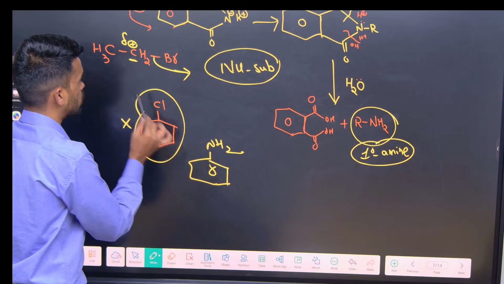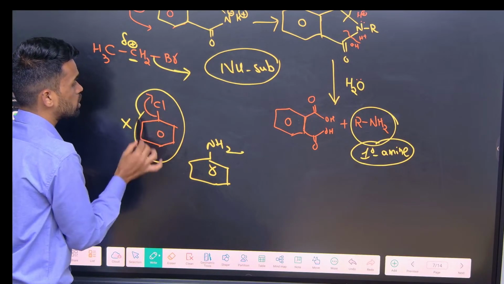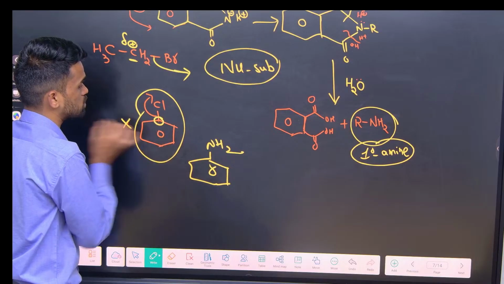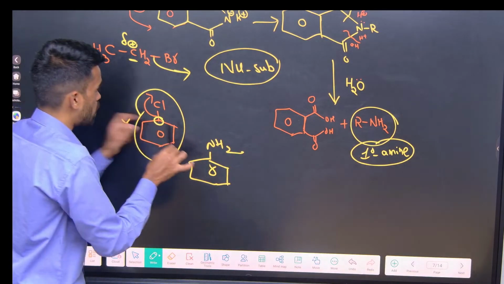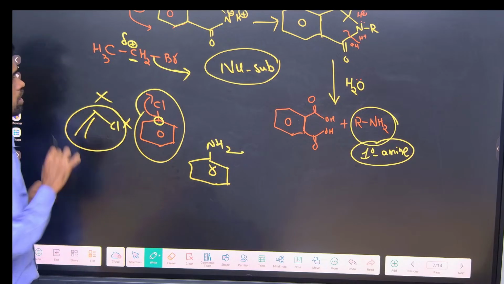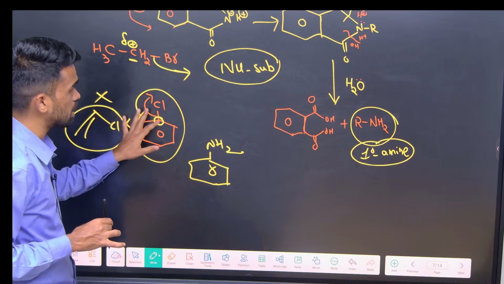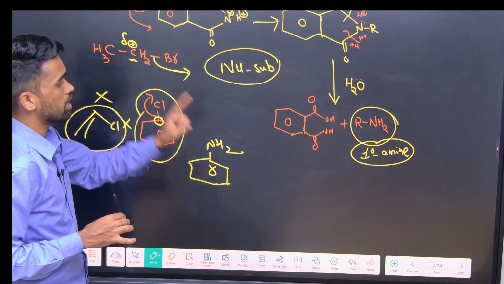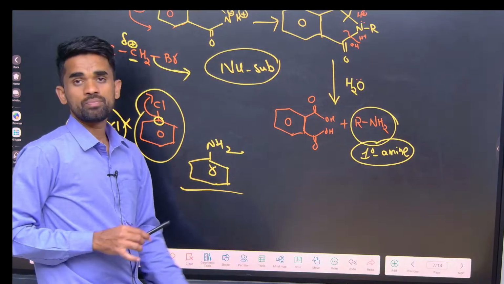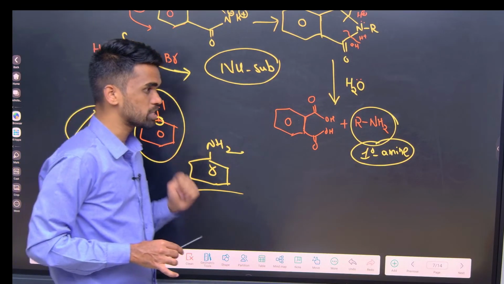because chlorobenzene is not involved. The chloride ion won't come out; nucleophilic substitution does not take place at this position. Aryl halides and vinyl halides do not participate in nucleophilic substitution. That's why these are not participating here, and respective products like aniline cannot be prepared here. I hope the discussion is clear.